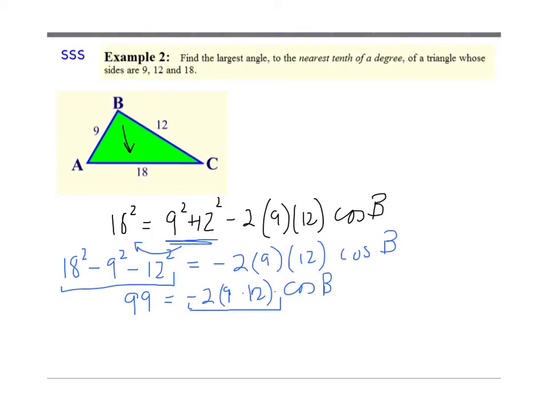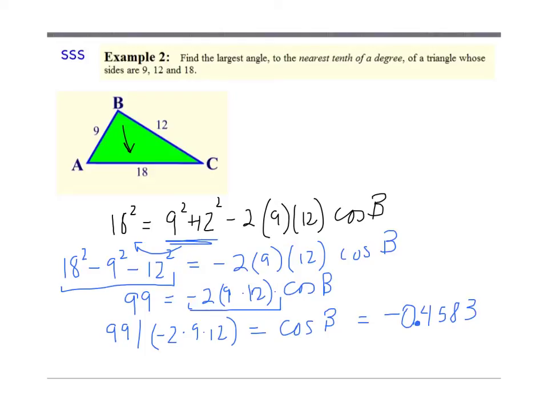Well, what's the opposite, or the undoing, of multiplication? It's division. So I'm going to divide 99, but I want it to obey the rules of order of operations, so I'm just going to put it in like that, and that equals cosine B. If I'm taking cosine of B, it needs to be in the range between negative 1 and 1. So when I do this, I get the cosine of B is equal to negative 0.4583. Does that make sense at all?